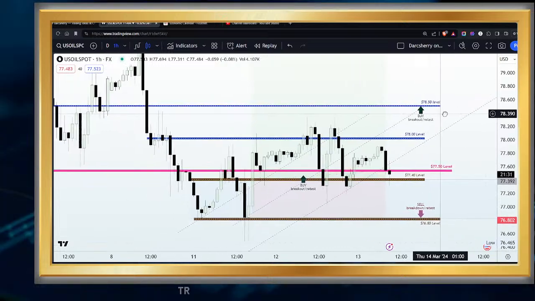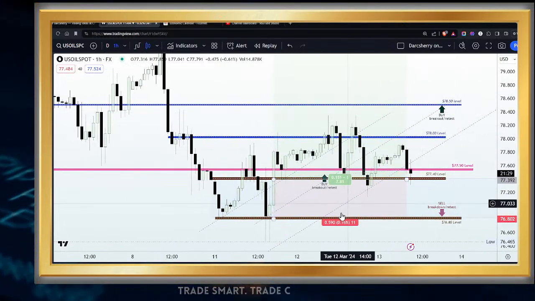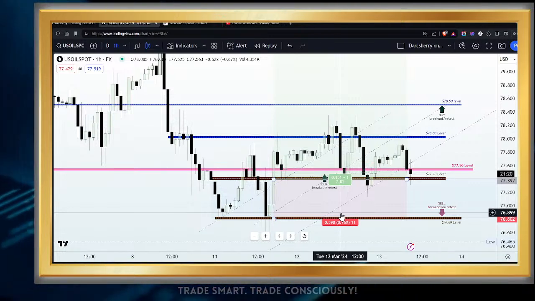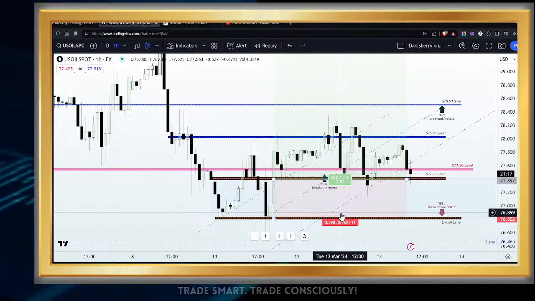So this is my simple view on the USOILSPOT for today. I want to encourage us all to mark out these levels on our chart, as we will be needing them as a reference point to guide our independent trading decisions for today.